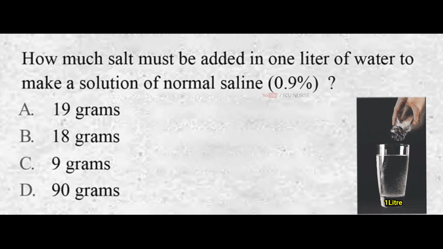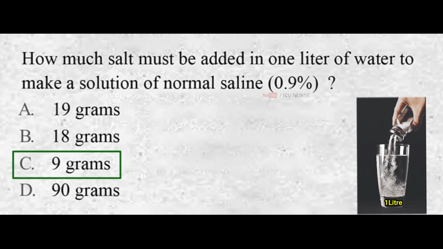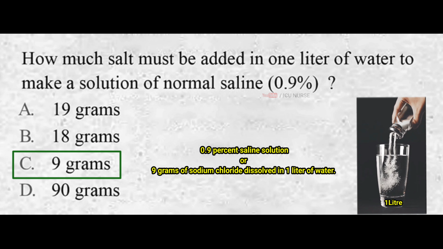How much salt must be added in 1 liter of water to make a solution of 0.9% normal saline? A. 19 grams, B. 18 grams, C. 9 grams, D. 90 grams. And the correct answer is C. 9 grams. Create a saline solution by adding the correct amount of pure non-ionized sodium chloride to the water to make one of two solutions isotonic. This is a 0.9% saline solution or 9 grams of sodium chloride dissolved in 1 liter of water.